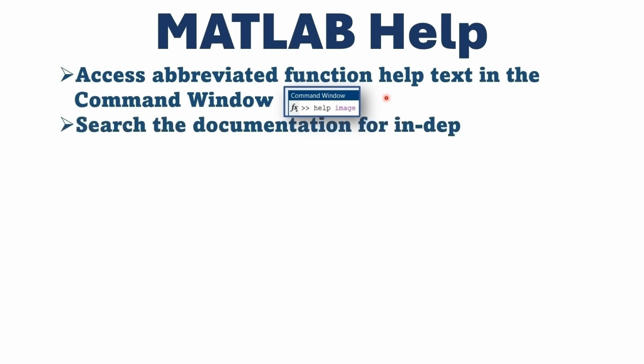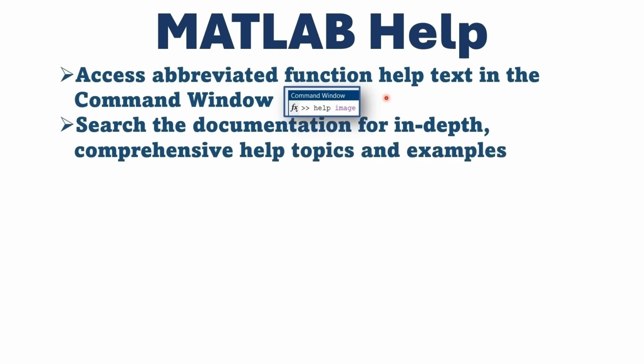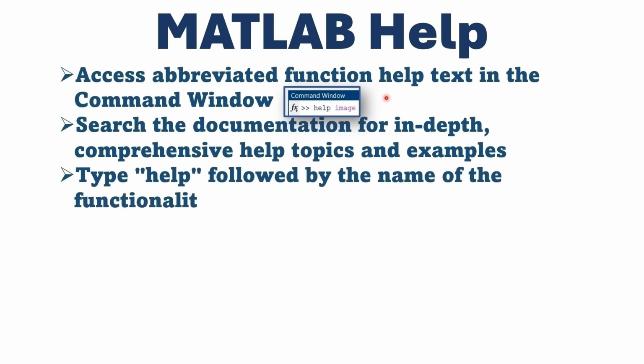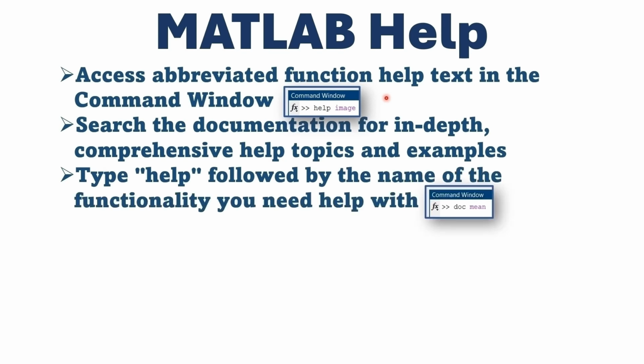Search the documentation for in-depth, comprehensive help topics and examples. Type help followed by the name of the functionality you need help with. Either you can start by typing doc and look for any specific function, or you can type help and put down the text. Both ways you can get help for that specific function or subject. You just have to type everything into the command window and hit enter.